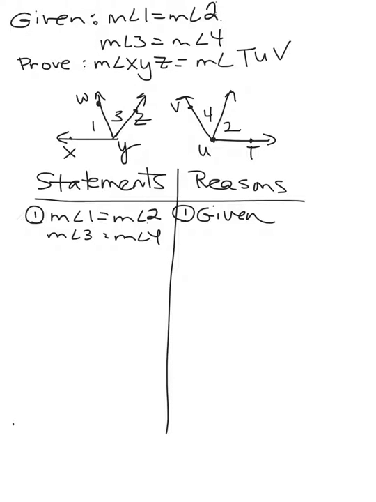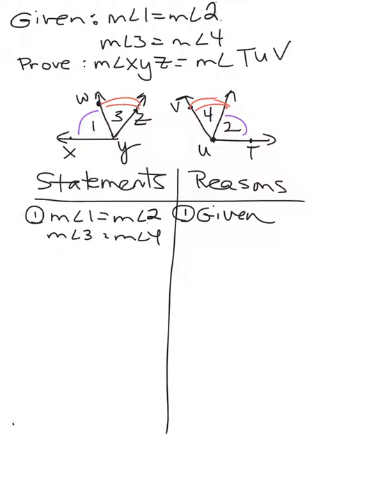Now we're ready to work on our proof. My first statement is my given information. I have the measure of angle 1 is equal to the measure of angle 2, and I also know that the measure of angle 3 is equal to the measure of angle 4. That's already in my statement, so I'm actually going to mark that. So I have 1 is equal to 2, and then I have 3 is equal to 4.